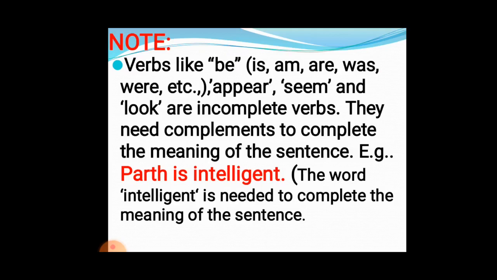Parth is intelligent. Now here the word intelligent is needed to complete the meaning, because if we say Parth is, it's incomplete, isn't it? It's an incomplete sentence. So the word intelligent will be required, that is also called a complement. And what is intelligent? It's an adjective. So these forms of verbs, that is be form, appear, seem and look, are also called incomplete verbs.